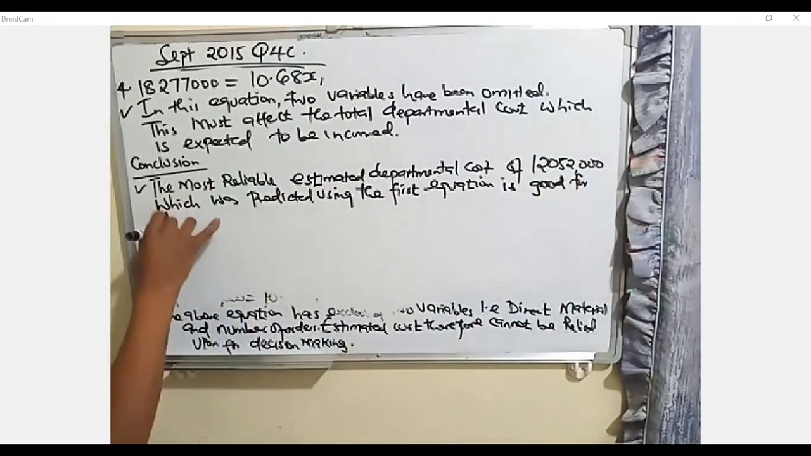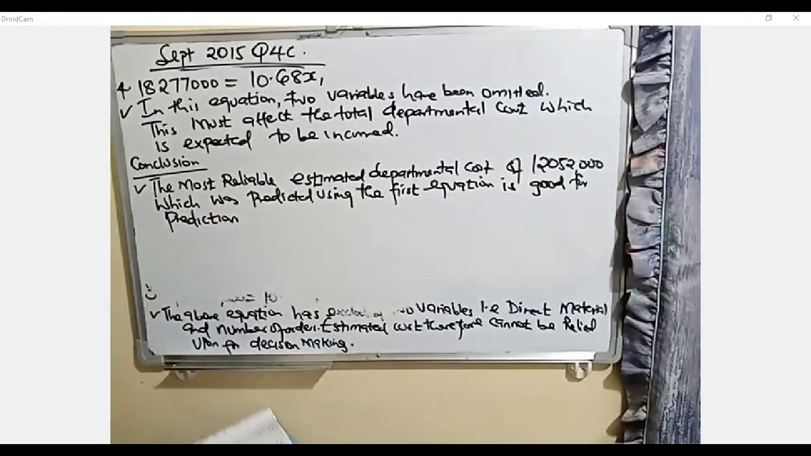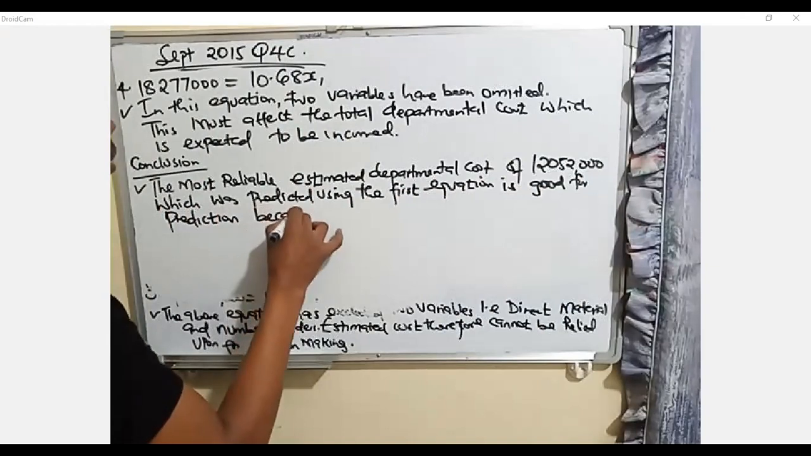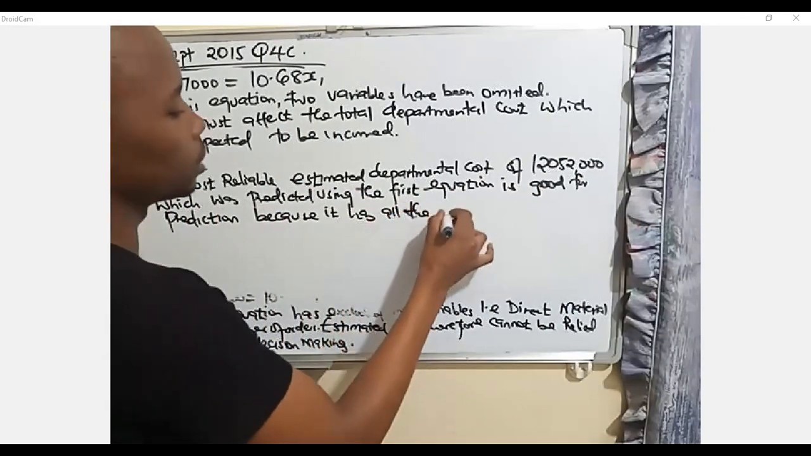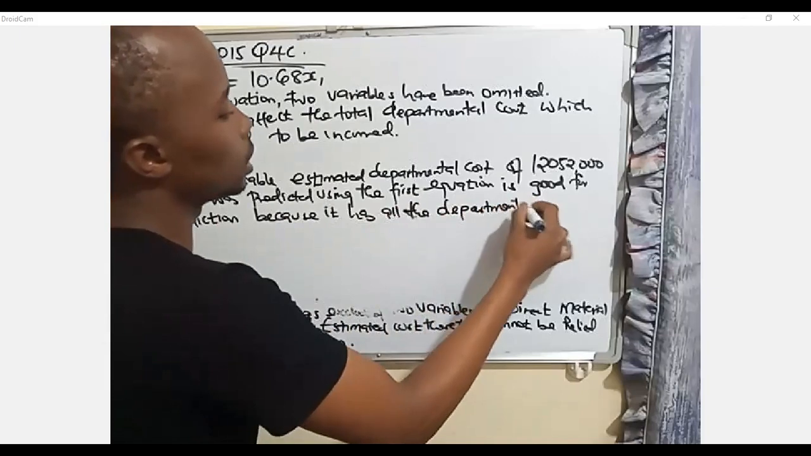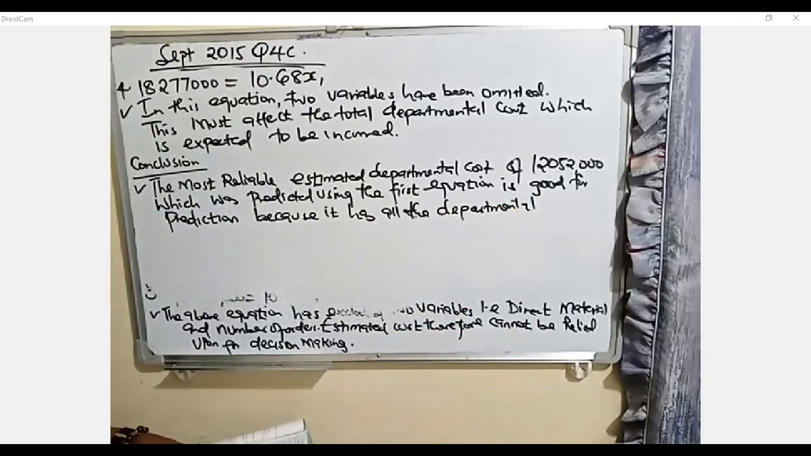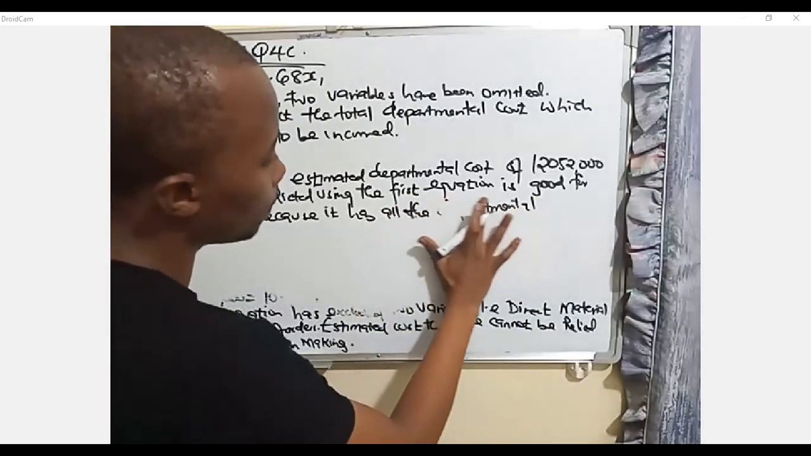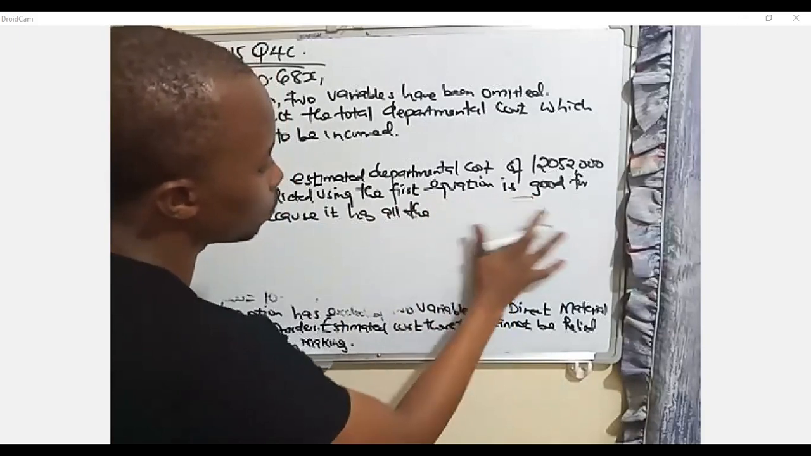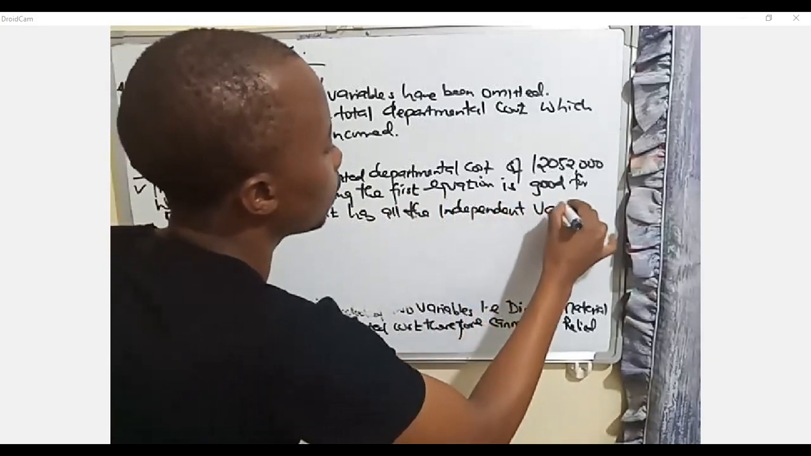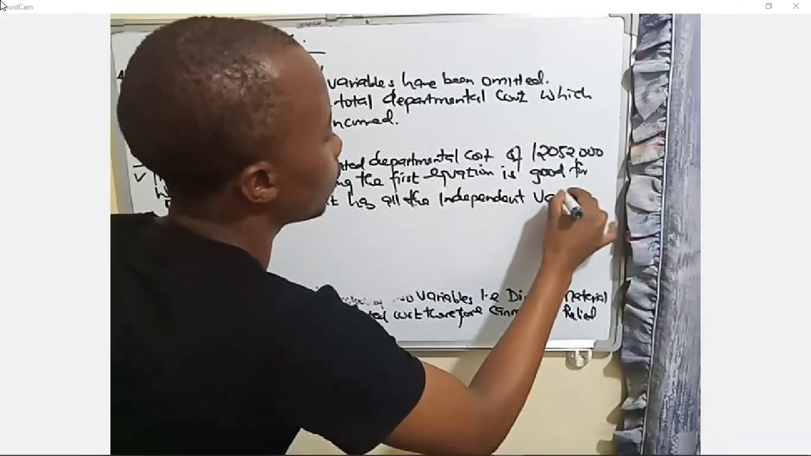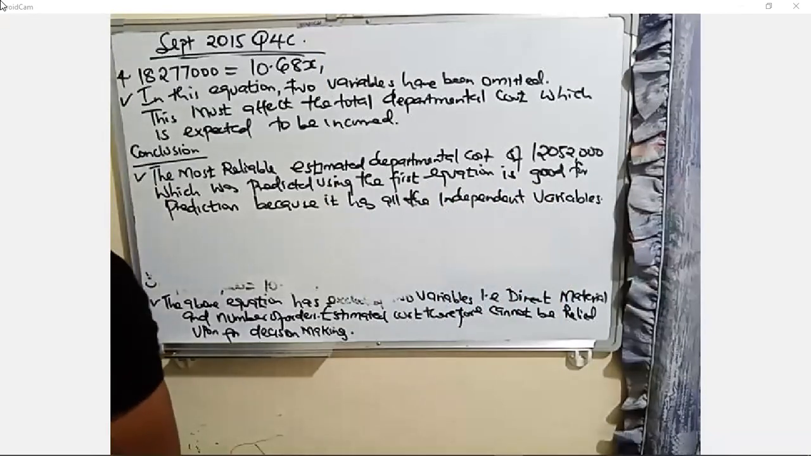It is good for prediction. Why? Because it has factored all the independent variables, and therefore, at the end of that sentence, we'll be able to get all the marks. I see around 12 marks. Is that clear?